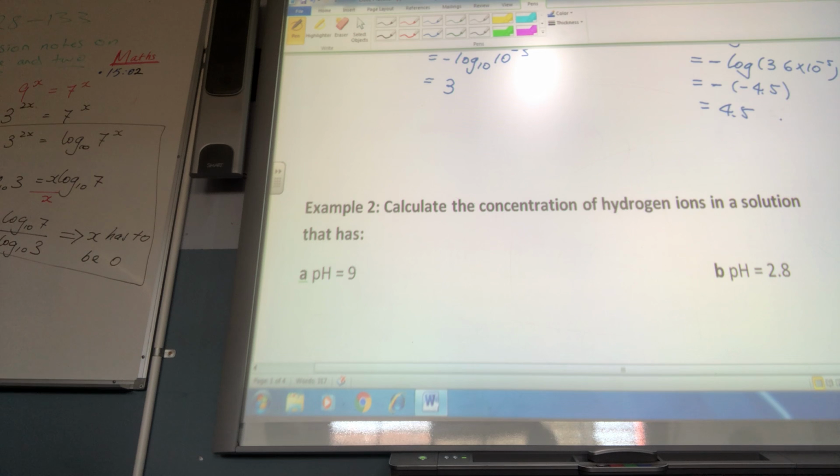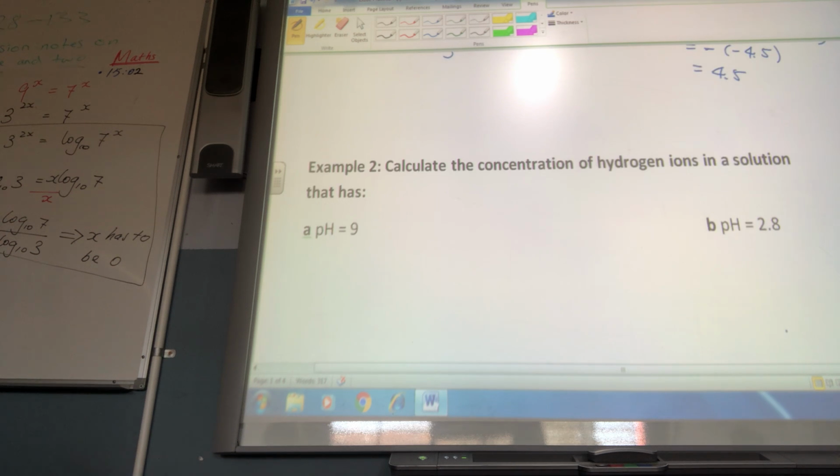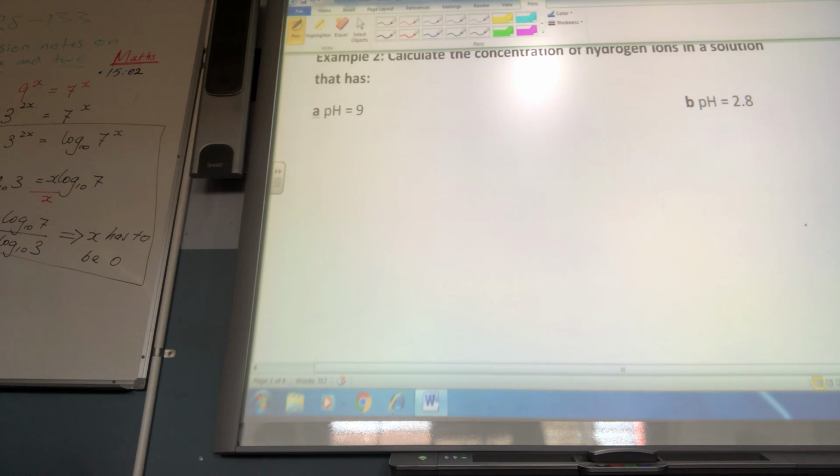Yes? Why did you put a minus in front of 4.5? That's just the formula. Oh, you mean inside brackets? Because that's the value you get, isn't it? I got 4.5. Yeah, because you put the negative already. Okay. Example 2.